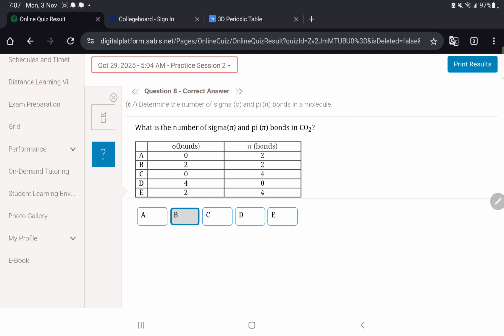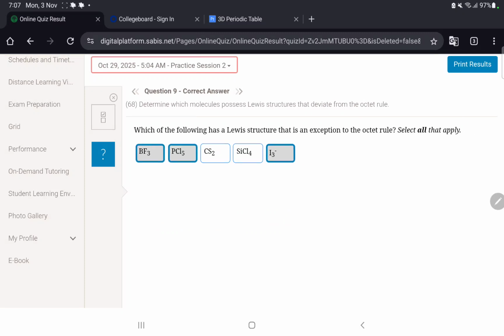So obviously from the structure that we drew, we find that it's 1 sigma 1 pi, 1 sigma 1 pi. The one up is pi. It doesn't really matter, to be honest. So it's 2 sigma 2 pi.